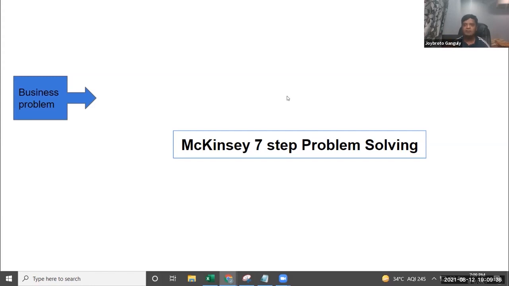Today, I'm going to quickly take you guys through this seven-step problem solving. And then, as I said, we're going to deep dive into making one issue tree where I expect all of you to participate. Actually, it will be good if you guys are, you know, no formals, nothing required.